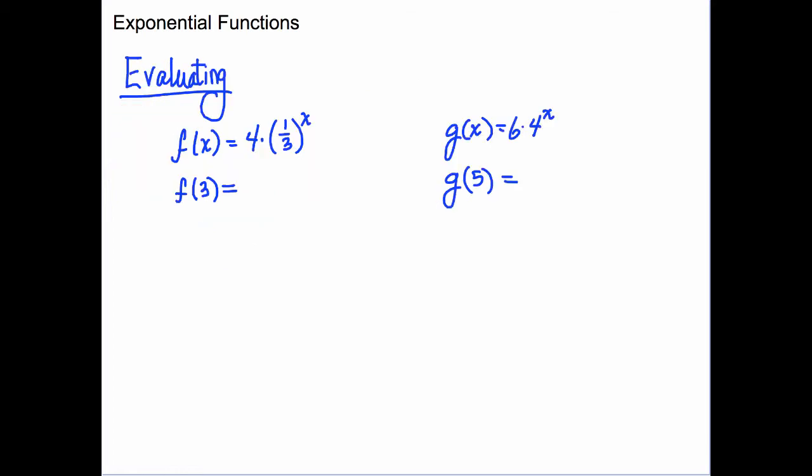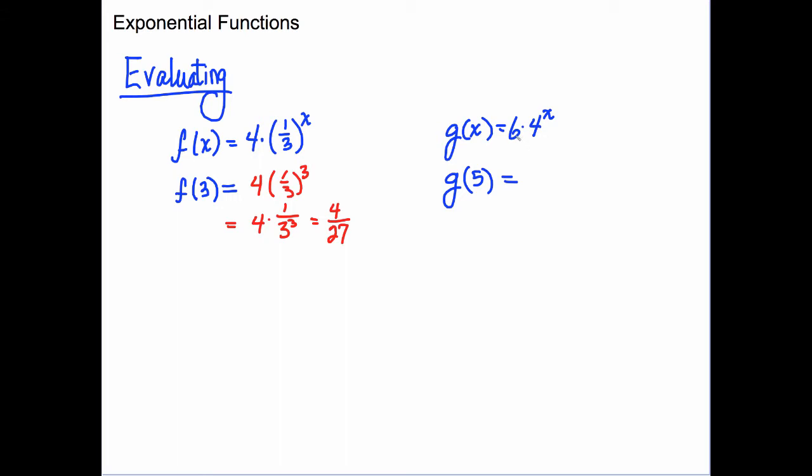Here's how you evaluate an exponential function. We'll take f of x equals 4 times 1/3 to the x, and we'll evaluate this for x equals 3. So first, as always, we plug 3 in. So this will be 4 times 1/3 to the third. And this will be 4 times 1 over 3 cubed, or 4 over 27.